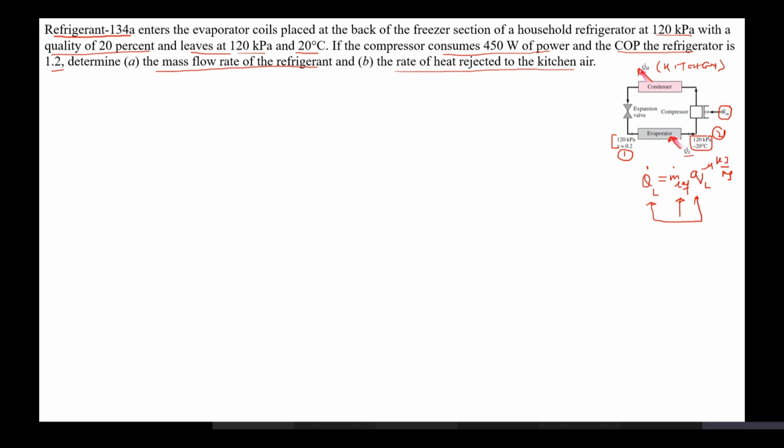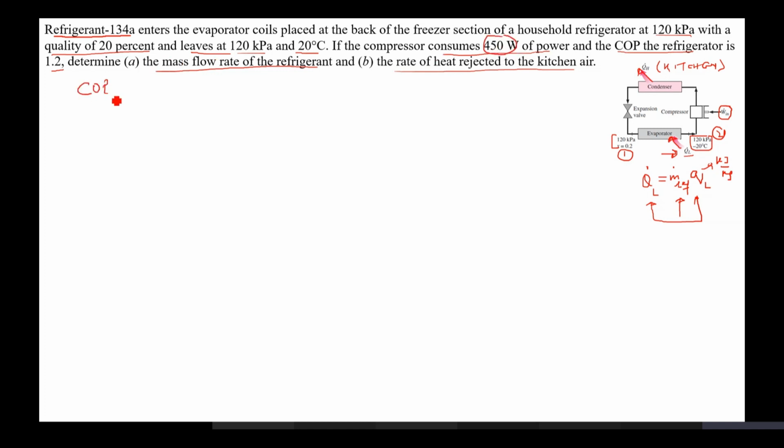Has anybody solved it? Anyone has found out Q dot L? Anyone has found out the rate of heat absorbed in the evaporator? Yes, no? No, sir. Why? What is the issue? Why can't you find out Q dot L? Yes, have you found out the value of Q dot L? Q dot L, that is the rate, since you are talking about rate.